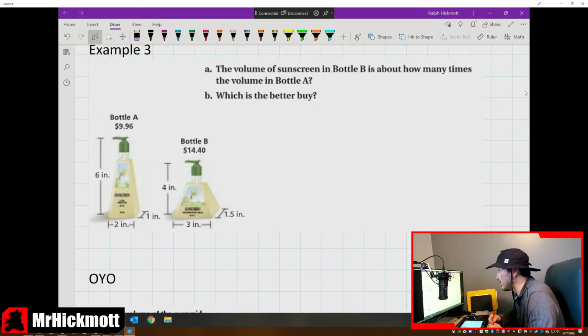So in this case, we have the volume of sunscreen in bottle B is about how many times the volume in bottle A. So it looks like we're going to have to find the volume of both. And it looks like a typical pyramid, both of them with a rectangular base. And then it asks us which one is the better buy, and I'll have to explain that a little bit. So what I'm going to do is pause the video here, and in about a couple seconds you'll see all the work show up for A. You should be adding this to your notes as I am going ahead and doing that. And then we'll talk about how to apply that, because the volume itself is very straightforward.